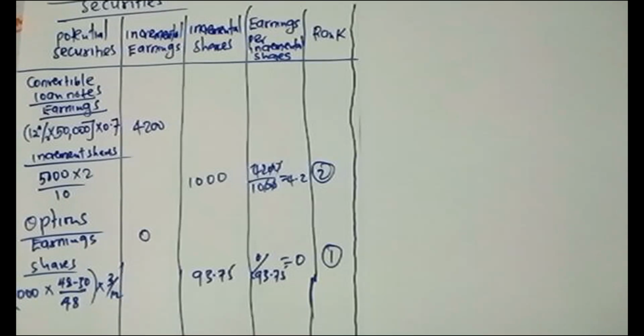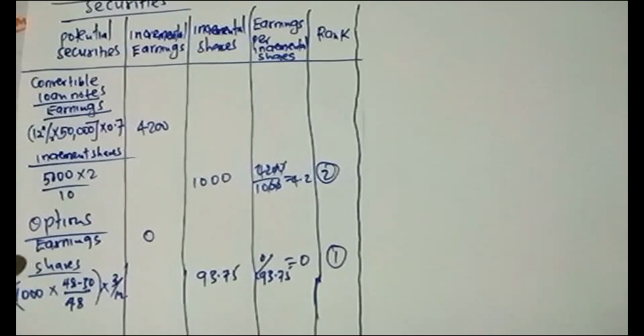For options, obviously no employee would exercise, so the earnings is 0. Then you check the shares, what if they exercised? You determine the relevant shares: we took 1,000, multiplied by 18 over the total 48, and weighted by the period in which the option was granted.